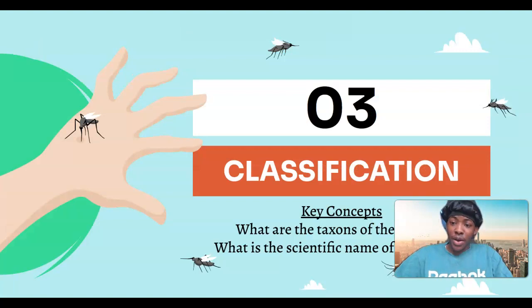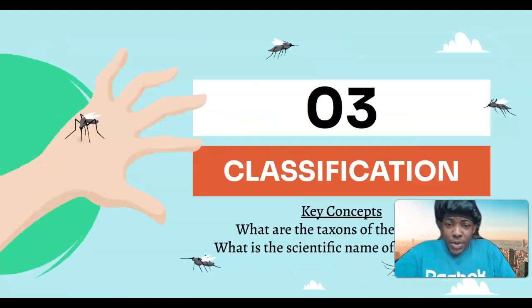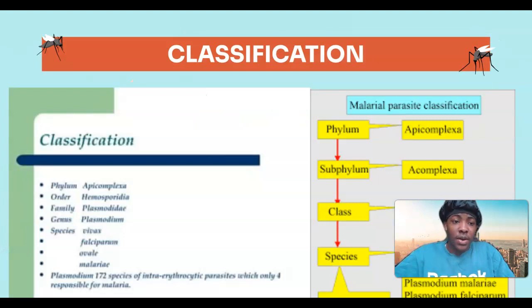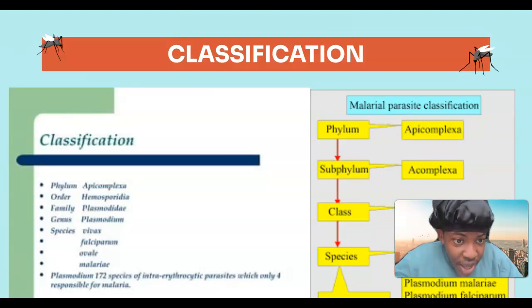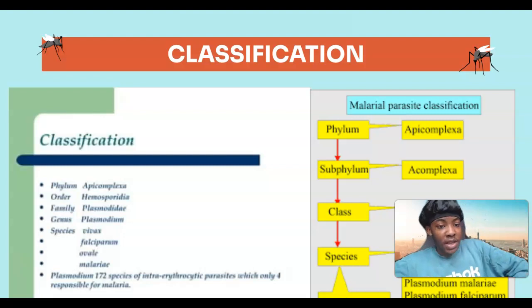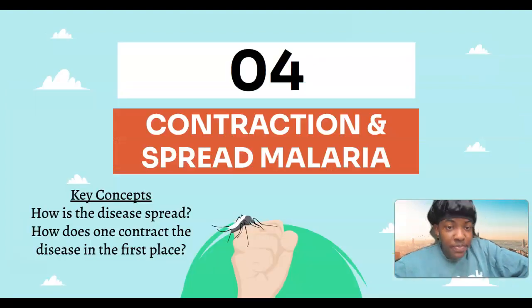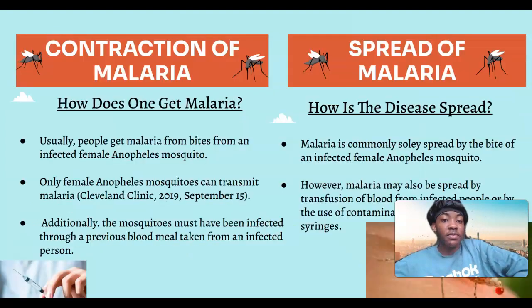Yeah, infective and causal agents: it's a parasite, it's a protista. Classification: its phylum is Apicomplexa, its order is Haemosporida, its family is Plasmodiidae, its genus is Plasmodium, and its species are malariae, ovale, vivax, and falciparum.